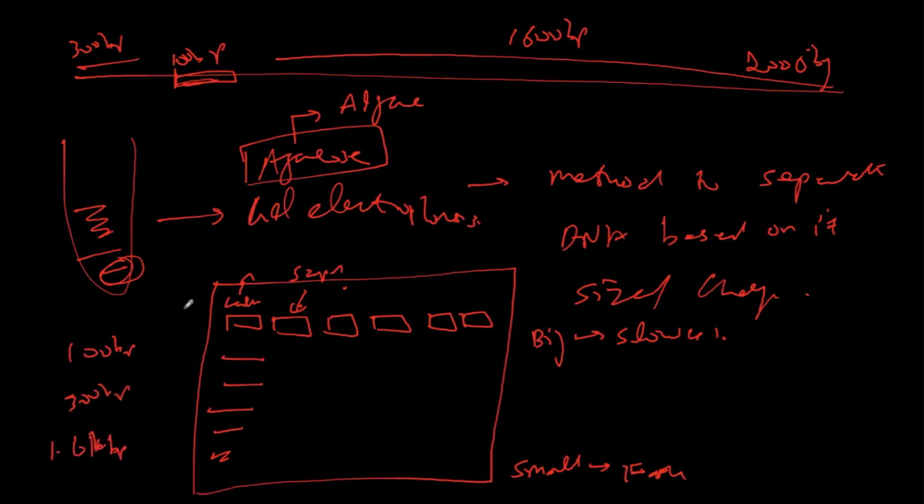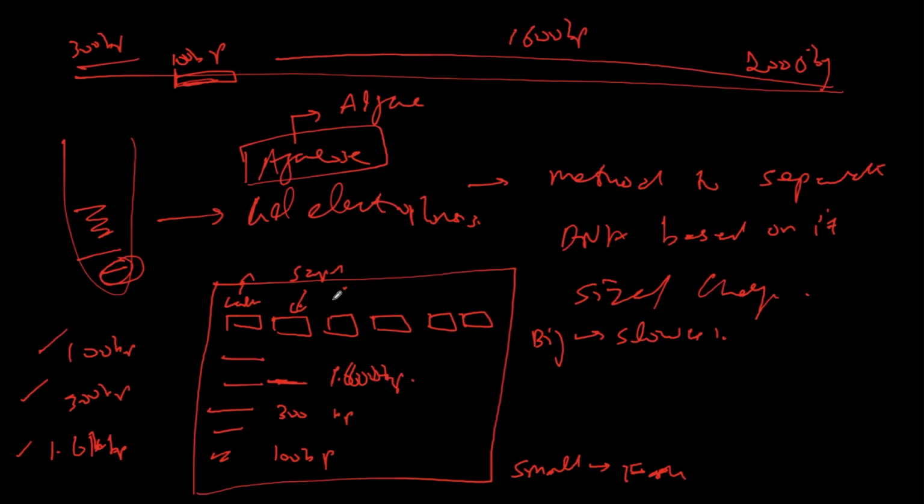If I run it on the gel, I'll have three bands. Based on the size, this DNA will be separated. The smallest and the lightest will run the fastest. So of these three fragments, the smallest is 100 base pair, so this will be the fastest. After this, there will be 300 base pair, and then I'll have a 600 base pair.